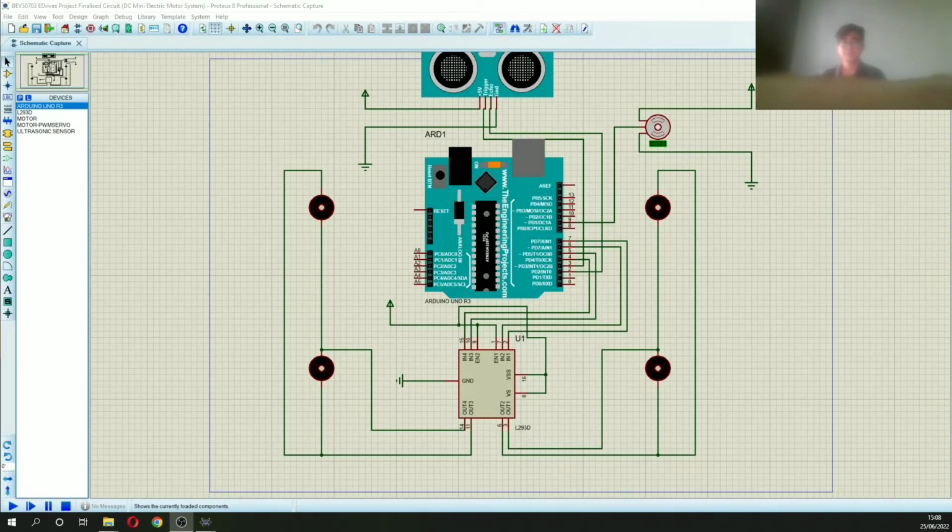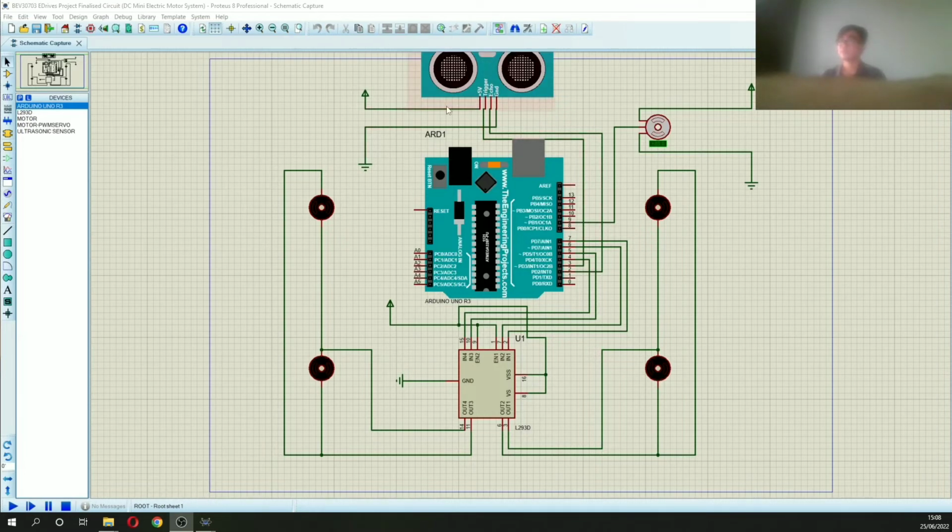Hello, it's me, Punchun Fai again, here to introduce a little about our obstacle avoiding robot's electrical circuit design in Proteus. Over here we have the electrical circuit design being laid out in Proteus software.